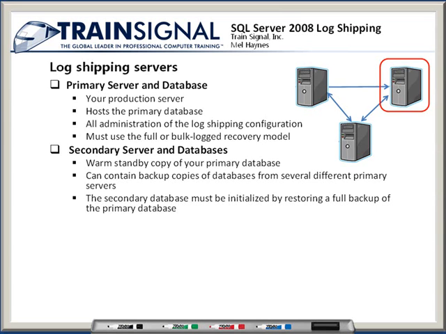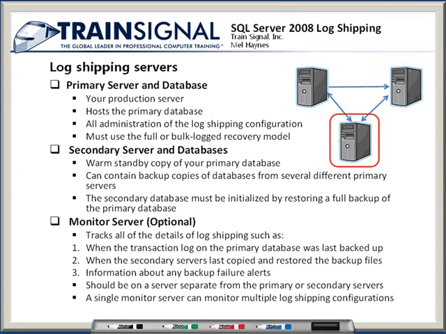You will need to initialize it first by restoring a full backup from the primary. And then your monitor, which is optional. This is going to track all of the details of log shipping, such as, when was the last time the transaction log on the primary was backed up? When was the last time the secondary copied and restored those files? And then information about any backup failure alerts.